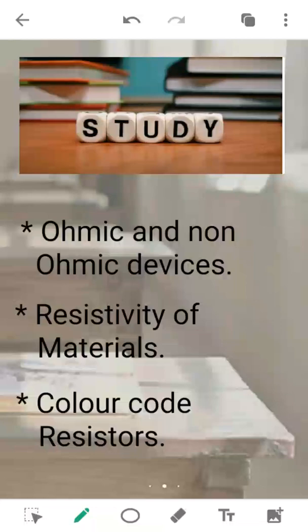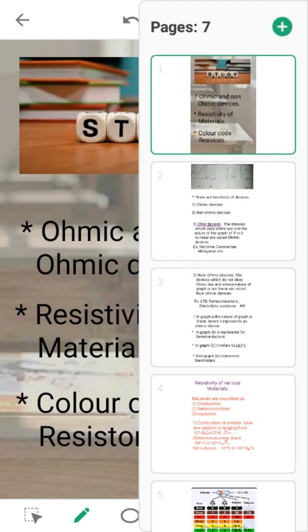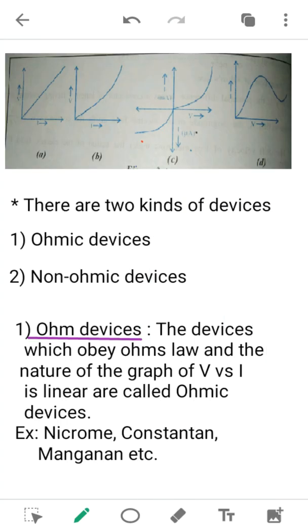Hello students, so today we will see ohmic and non-ohmic devices, resistivity of materials, and color code of resistors. Let us start with these three, which are very important. As I told you in the last video, there are two types of devices: ohmic devices and non-ohmic devices. So let us see what are ohmic devices.